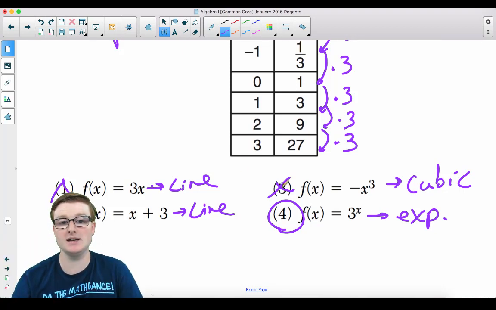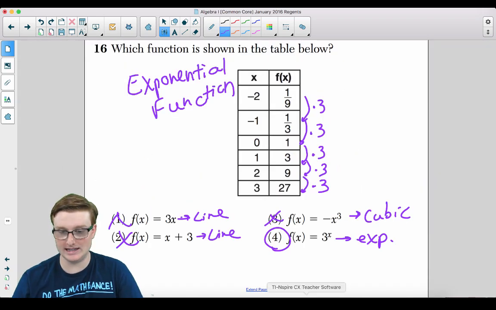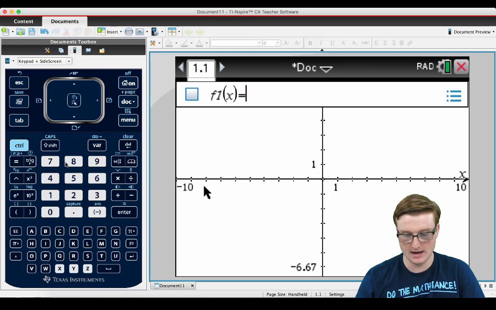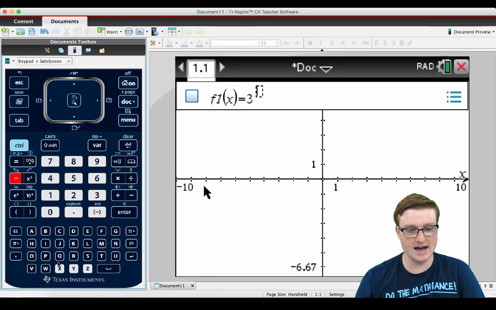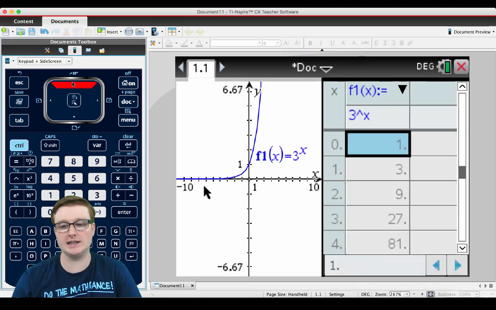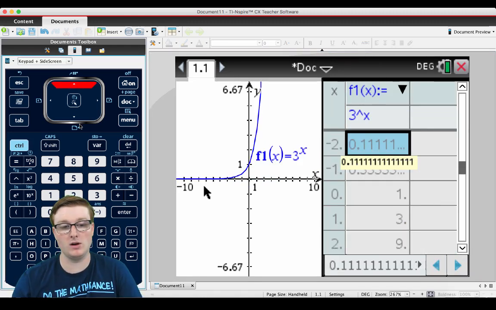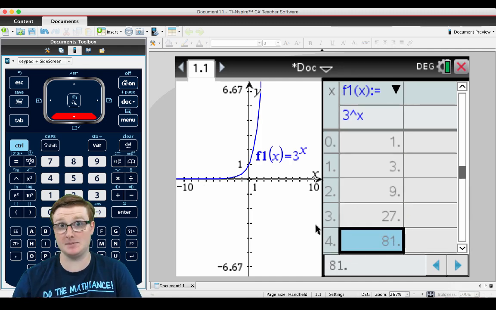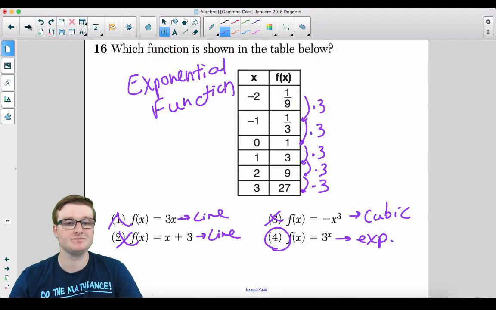Now, if you want to confirm it, type it in the calculator and you will get your answer. If you go to your graph, type in 3 raised to the x, and then you could just do Control T, and you compare your values. Oh, look at that. 0.111, 0.333, 1, 3, 9, 27, and it stops down there. So that's your answer.